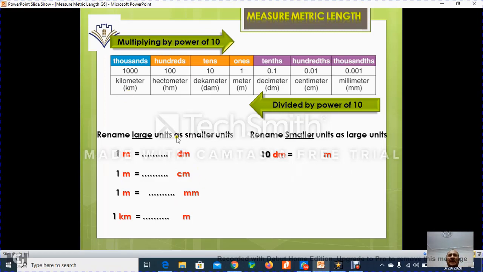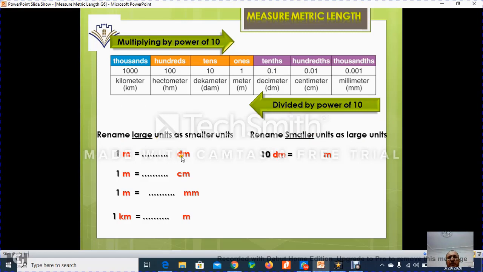Do you remember with me? This table is very important. From a large unit to a smaller unit, multiply. If you convert from a smaller unit to a larger unit, it will be divided.